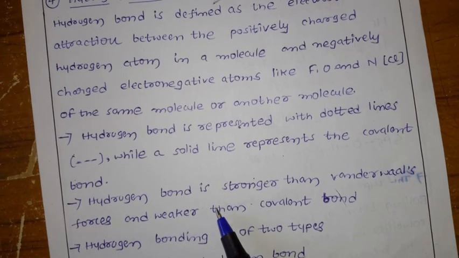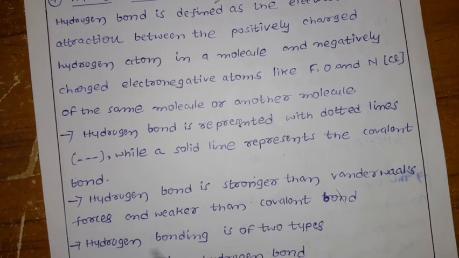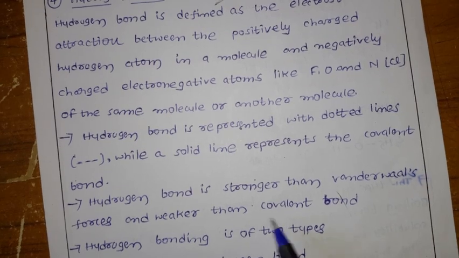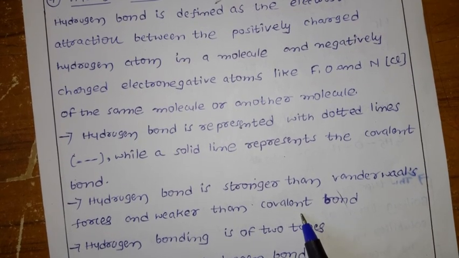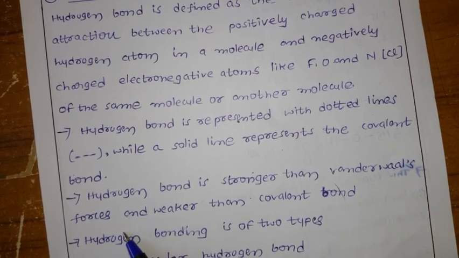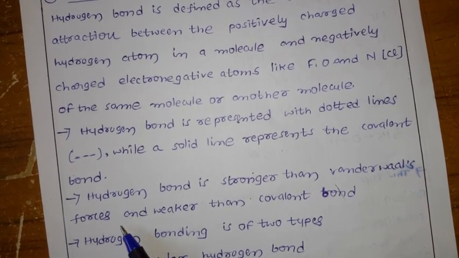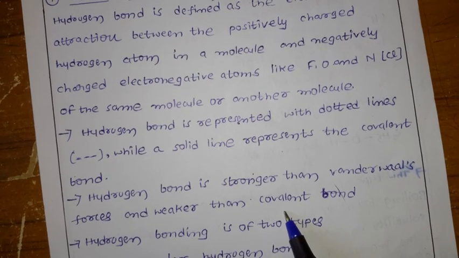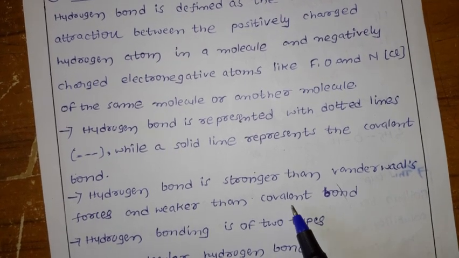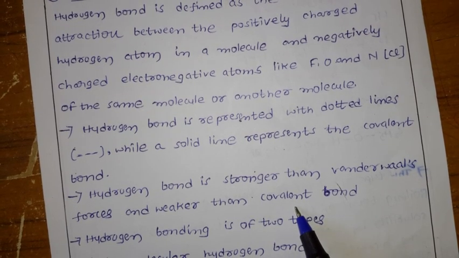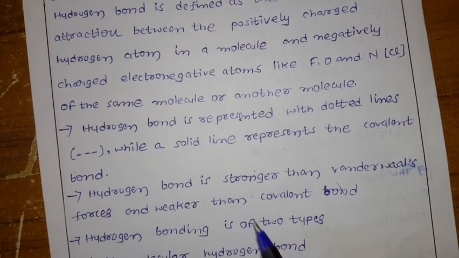Now, hydrogen bond is stronger than the van der Waals forces and weaker than the covalent bond. If you go for the comparison of strength of bond, it is stronger than the van der Waals forces. Van der Waals forces we already discussed in the classification of elements. And it is weaker than the covalent bond. Covalent bond is stronger and hydrogen bond is weaker.